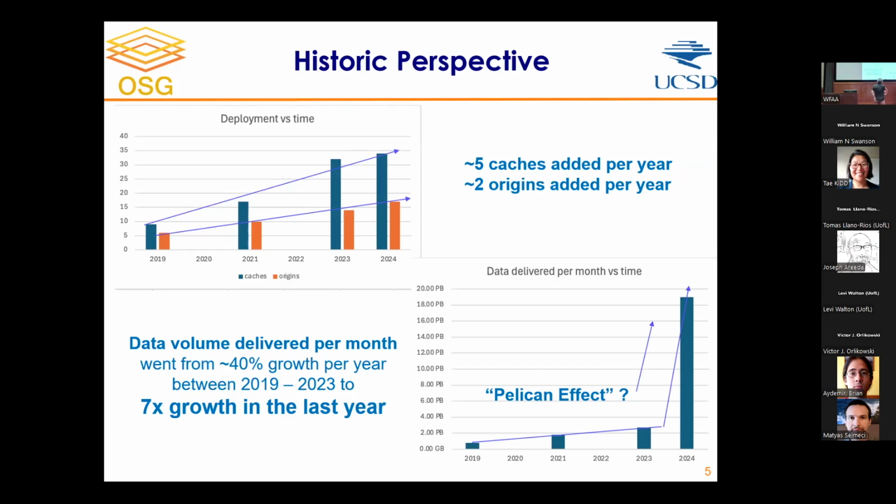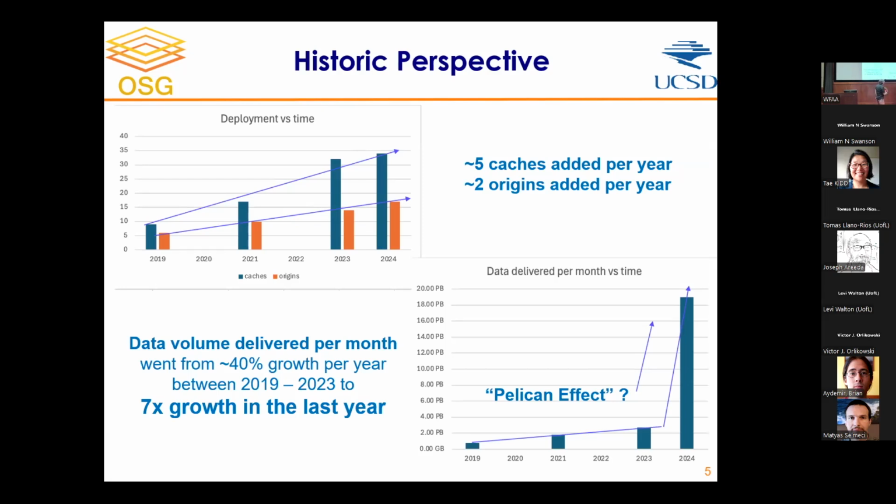This here is the hardware deployment versus time. And you sort of can see there's roughly the same. We roughly added 2 origins per year. It's roughly linear since 2019. And we've roughly added about 5 caches per year. So those things are roughly linear.